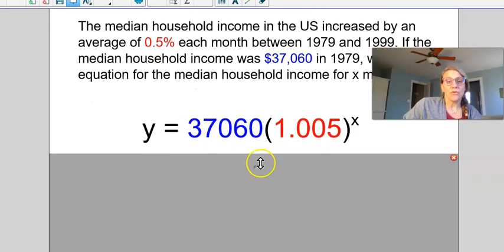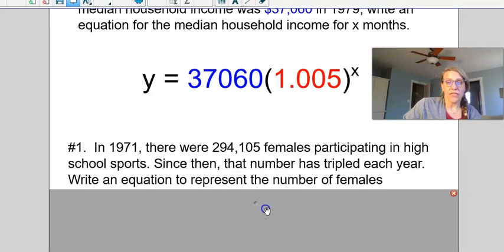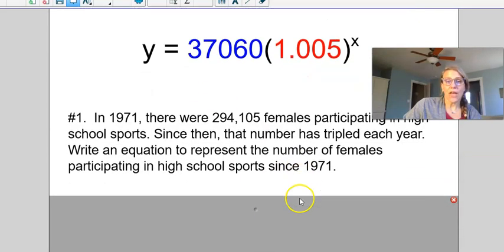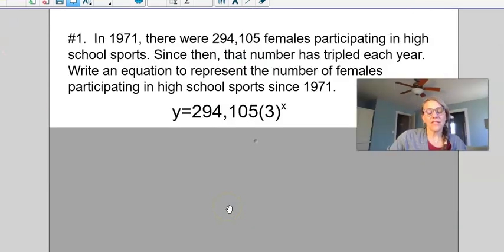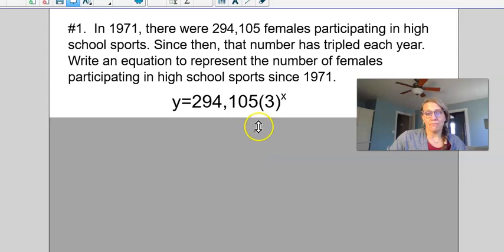All right, I'm going to have you do the same thing here with this situation. Go ahead and read it and then answer the question, or type in the equation that you're finding here in this situation. The equation you should have come up with is 294,105 times 3 to the power of x, because it's tripling, and this is how many we started with.